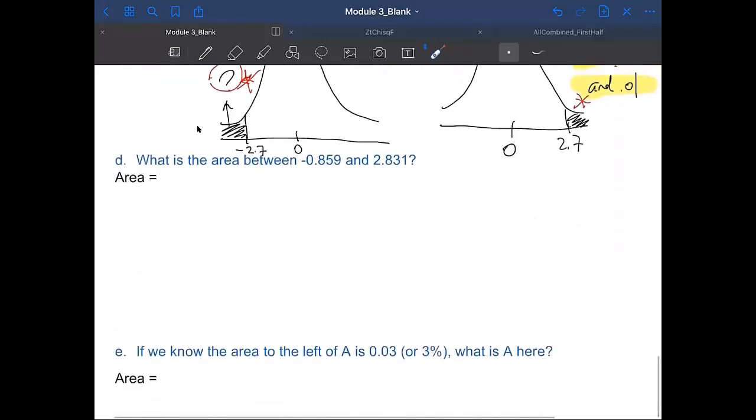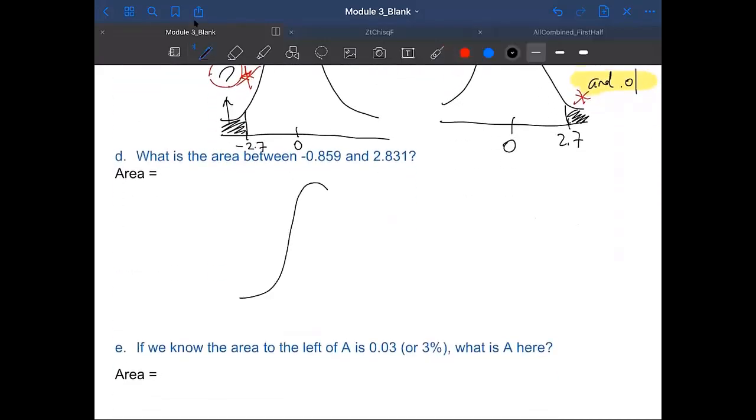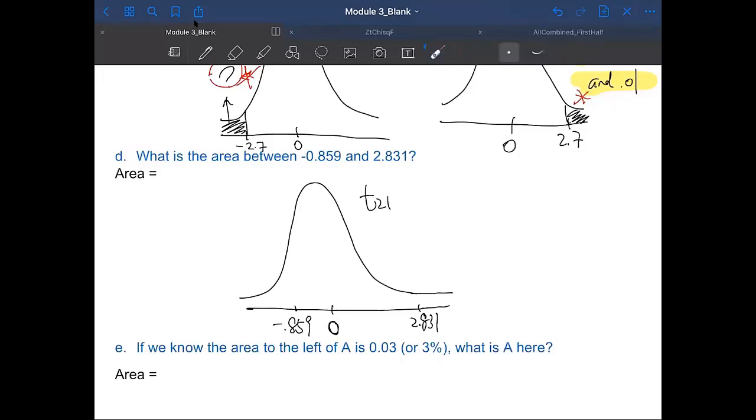So let's go on to part D. Before we do that, it's very, very important to draw a bell curve at T21. What is the center of the bell curve? It would just be the mean, or 0. Yes, 0. Then you're going to label out this 0.859 and also 2.831. You can see I try to make sure my bell curves are drawn to scale, so this part is a little bit wider compared to this one, right? Okay, good. We want to find the area between them. So where is the area in between? And Rachel is going to help us solve this one.